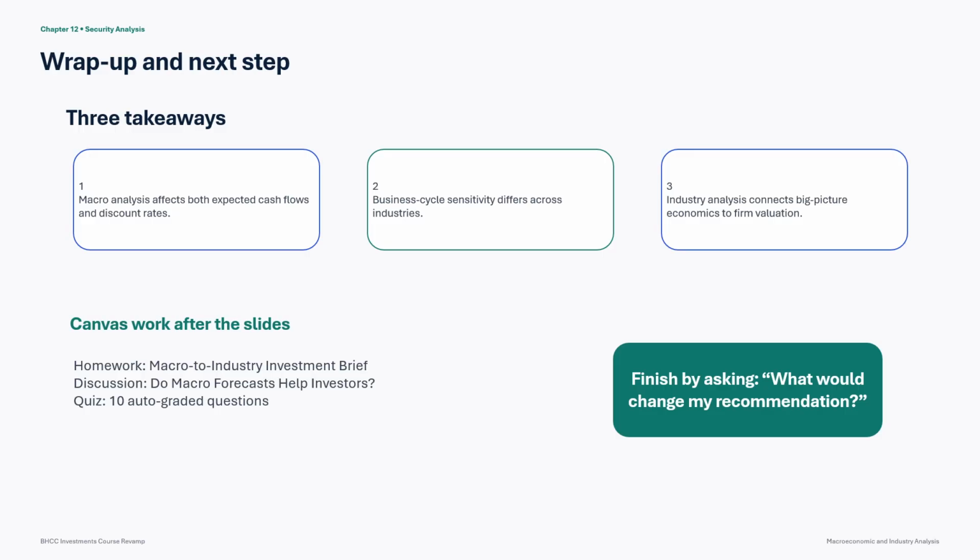After the slides, the homework asks you to complete the macro to industry investment brief. The discussion asks whether macro forecasts help investors. The quiz checks global and domestic variables, interest rates, shocks, policy, indicators, cycles, cyclicality, and leverage. Finish with the question on the slide.